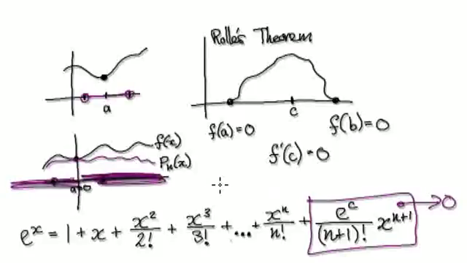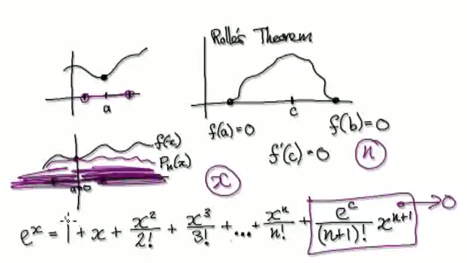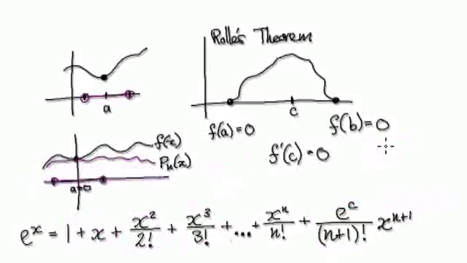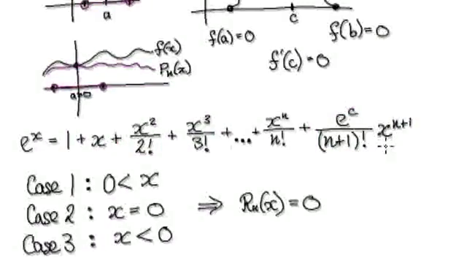So the reason why this is difficult, we need to show that this thing here heads towards 0. The reason why it's difficult is because x is moving about, and also n is also moving about. So we need to show that this remainder here heads towards 0. But bear in mind that x is moving about and n is also moving about. So let's look at three scenarios.